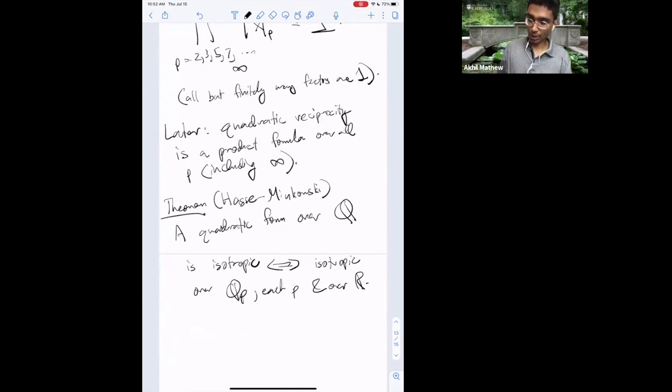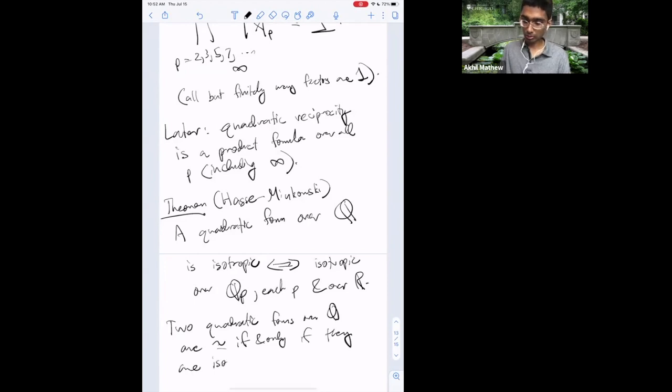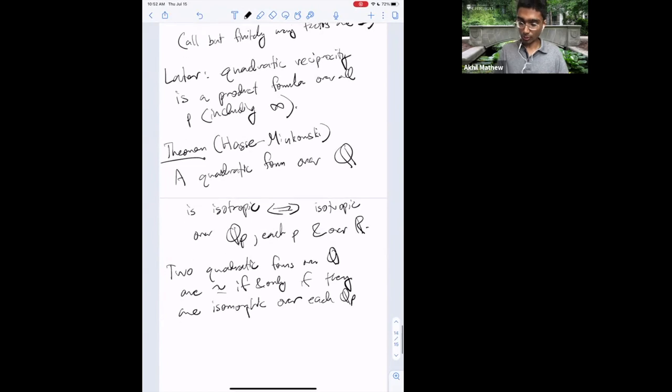Now, maybe let me also say two quadratic forms. In fact, it's a consequence of this fact that two quadratic forms over Q are isomorphic if and only if they are isomorphic over each Q_p and over R.